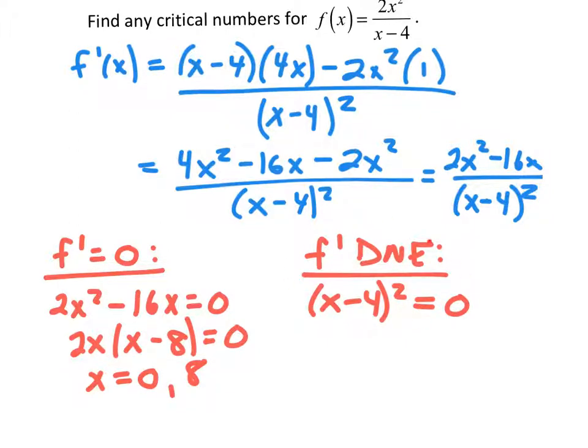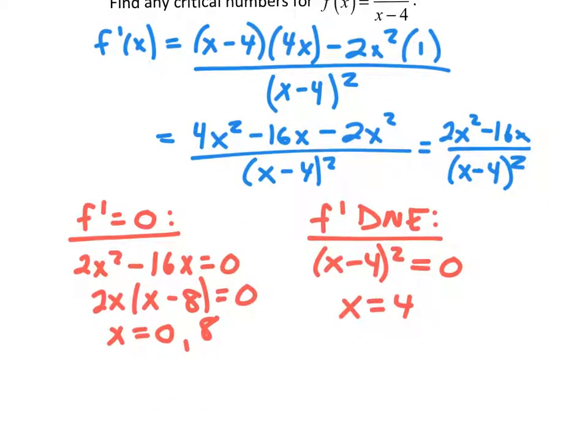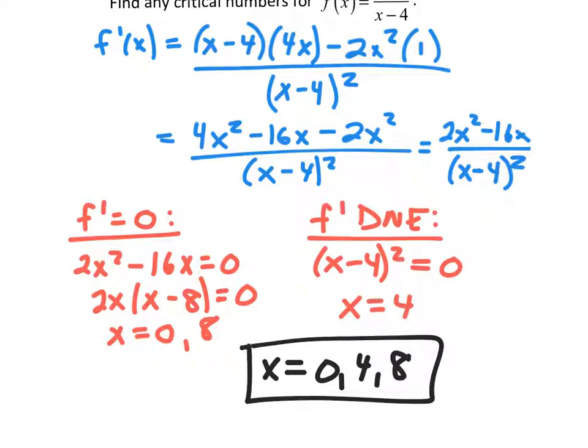Solving the second half, where f prime is DNE (does not exist), I'm going to have x is equal to 4. So I end up with 3 different answers here, and all 3 are going to be my final answer for the critical values. So I have x is equal to 0, 4, and 8 are all critical values, or also called critical numbers, for this original function f of x.